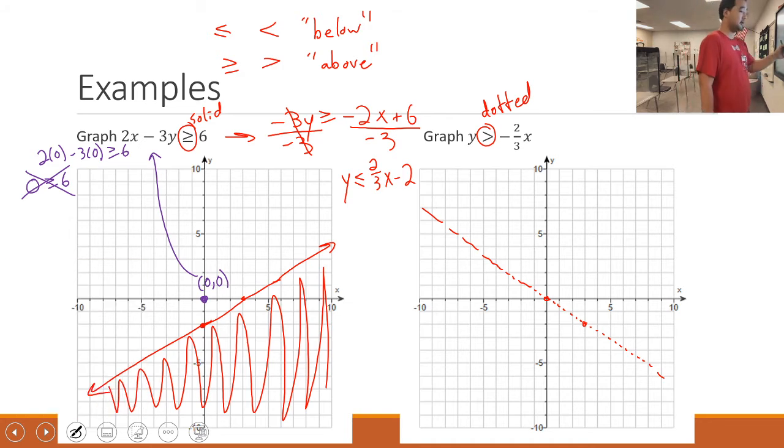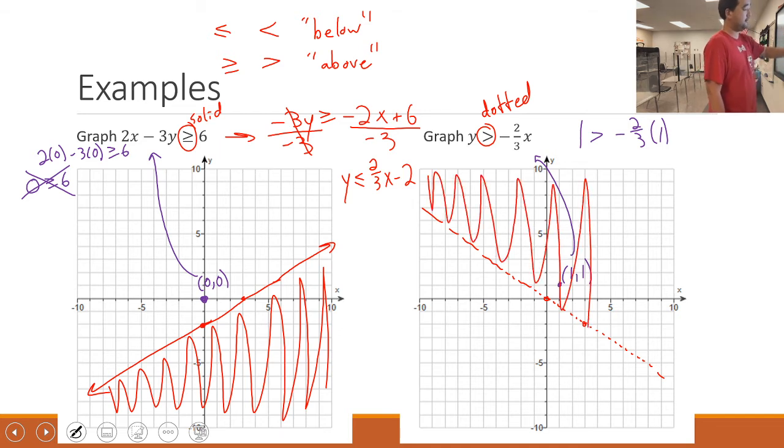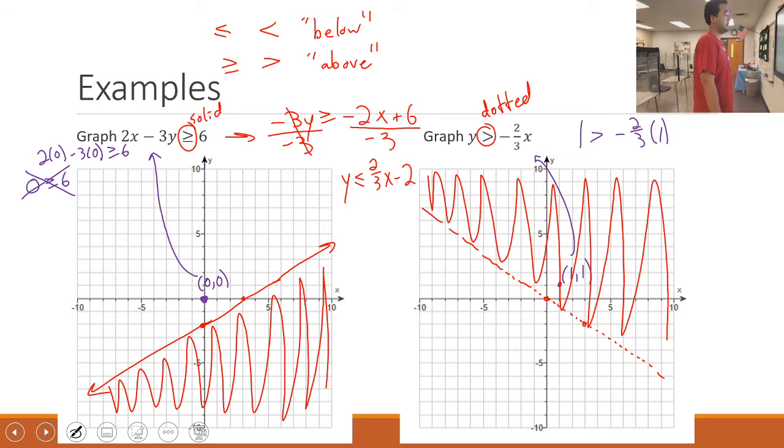I'm going to pick something. I try to stick with 0 and 1 if I can, right? They're the easiest numbers to plug in. Let's try plugging in 1, 1 into this problem. Is 1 bigger than -2/3 times 1? Yeah, it is. 1 is bigger than a negative number. So this one does check out. So I picked a point that was in the correct half of the graph. So I'm going to shade all of that.